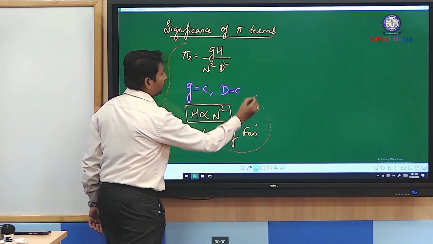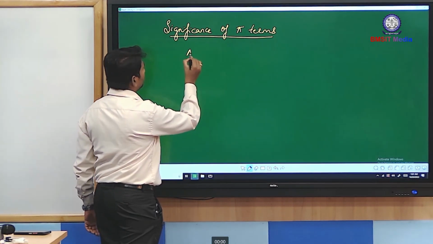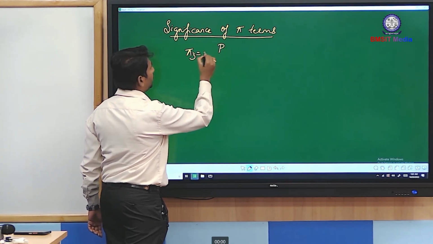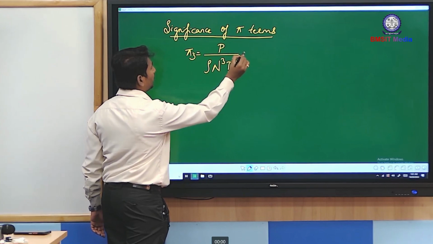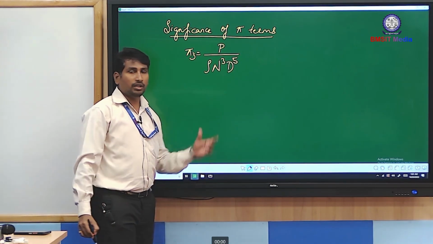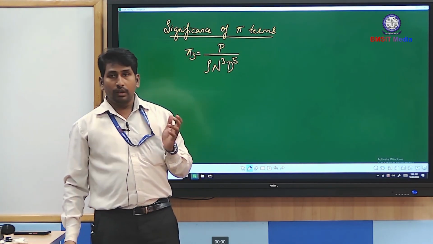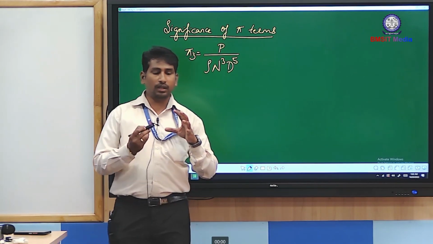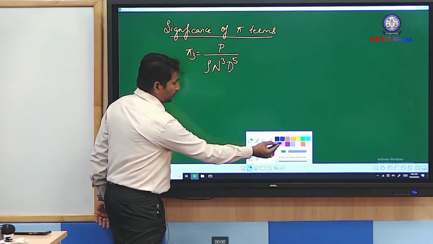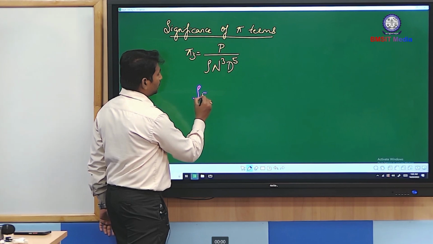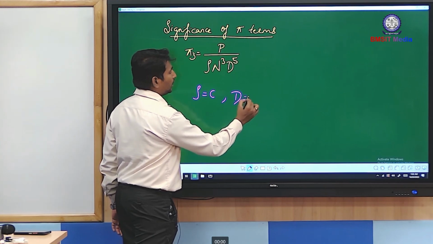Similarly, we will see the pi 3 term. What does the pi 3 term tell? The formula for the pi 3 term is P by rho N cube D to the power of 5. Again in this equation, as I told earlier, pi 3 is only used for turbines. So in a particular turbine that I purchase, what are all the things I can keep constant in this formula? I can keep the density of the water constant, which I cannot change. It is always 1000. And the diameter of the rotor I cannot change. I can keep this as constant.